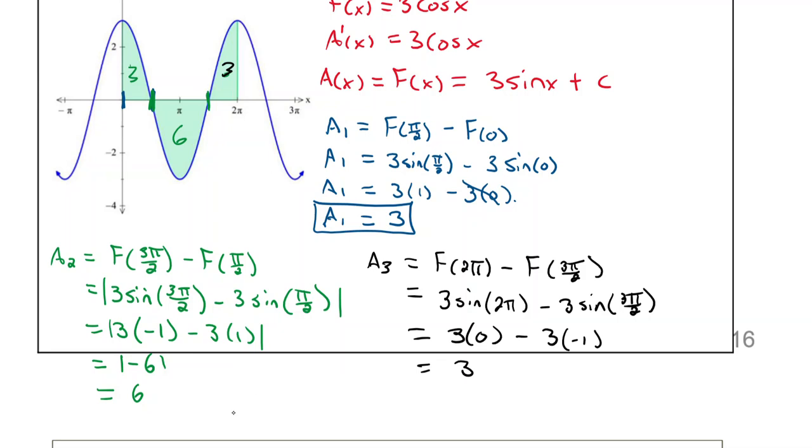Okay, so what was our total area? So our area total would just be 3 plus 6 plus 3, which is equal to 12.